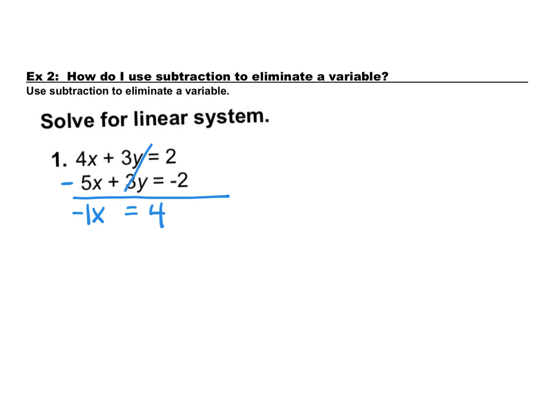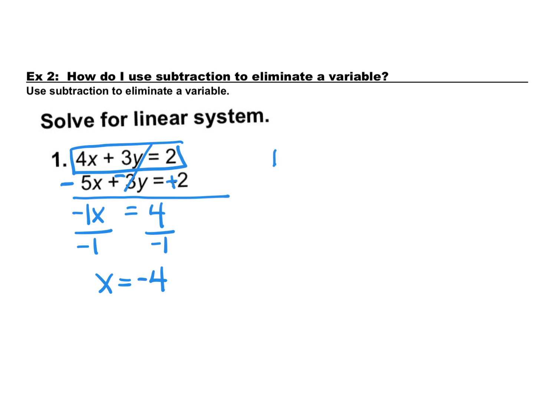Now, what I like to do though, instead of doing the minus, and this is entirely up to you, is take the opposite of everything here. So instead of having a positive 5x, I'd have a negative 5x. Instead of having a positive 3y, I'd have a negative 3y. And instead of having a negative 2, I'd have a positive 2. So then when I solve, 4x minus 5x, I get negative x. 2 plus 2, I get 4. So we're going to divide by negative 1, and I'm going to have x is equal to negative 4.